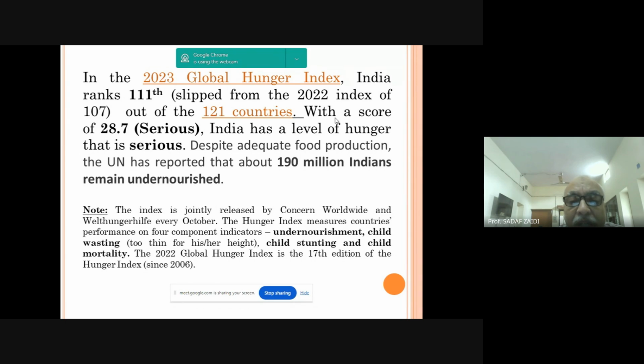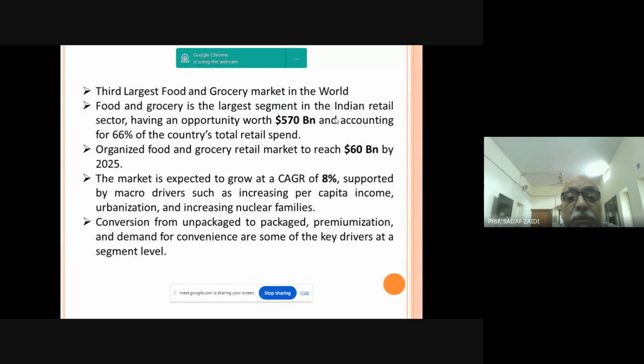So this is really a pathetic situation, because had we given that 40% food to these 190 million people, then there would have been no undernourishment in our country, and we would have fared better in the global hunger index. So there's a window of opportunity in this, that if we are able to save food, we will be able to help these undernourished brethren of ours. Okay, so that is why I'm telling you this.